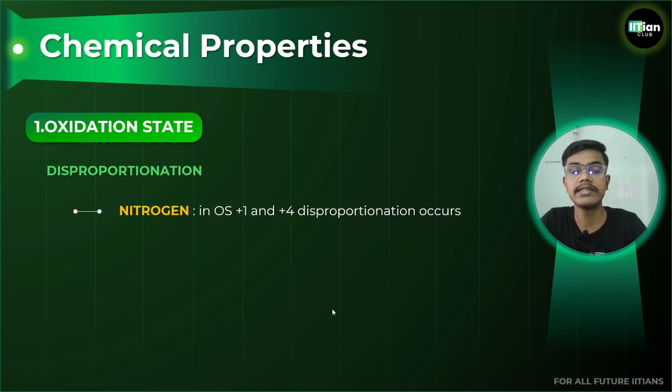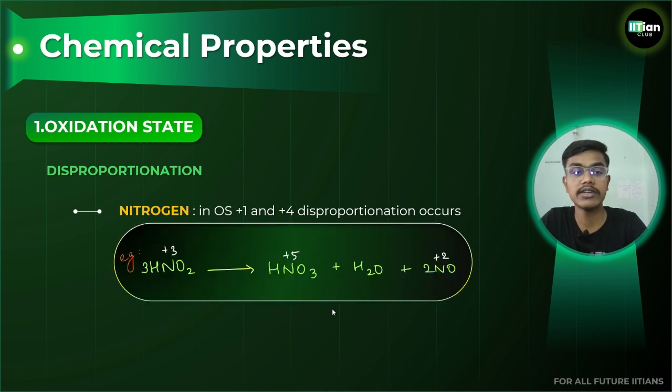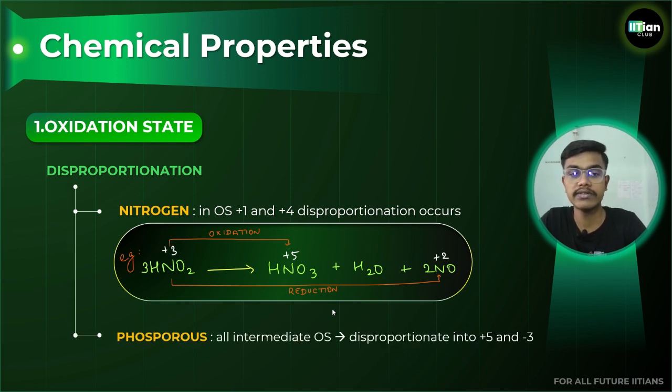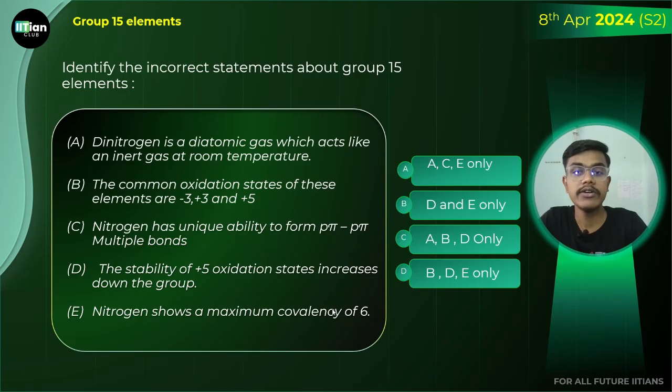In nitrogen, when it is in oxidation state +1 and +4, disproportionation occurs. You can check out this reaction where it is getting oxidized and reduced at the same time. This kind of reaction is called a disproportionation reaction. Even in phosphorus, all intermediate oxidation states disproportionate into +5 and -3. You can try out this question and put it in the comments.